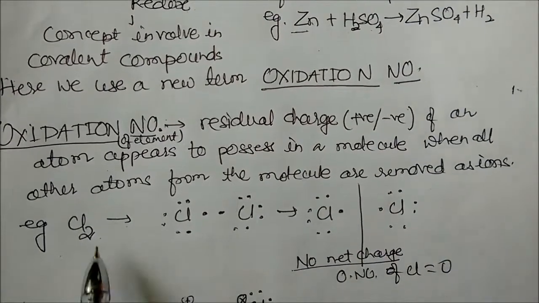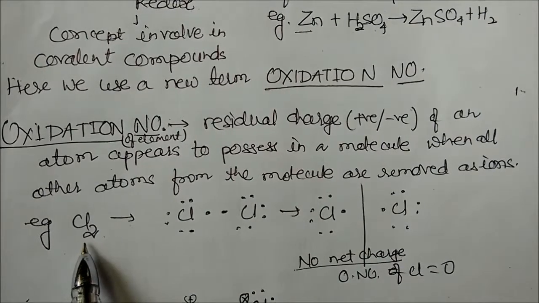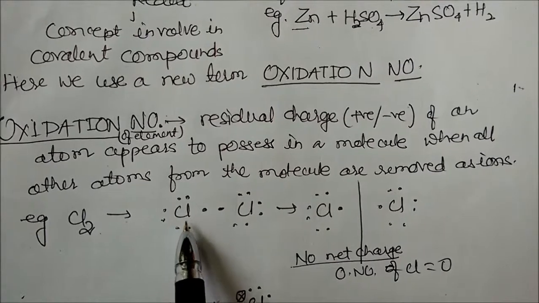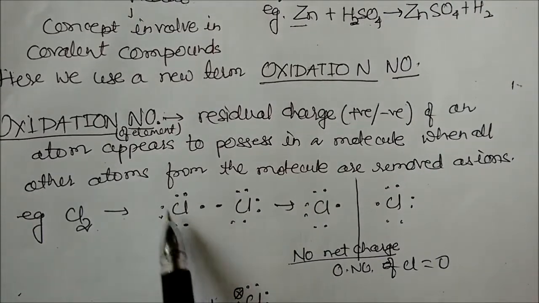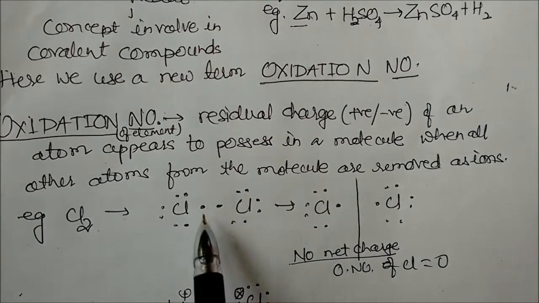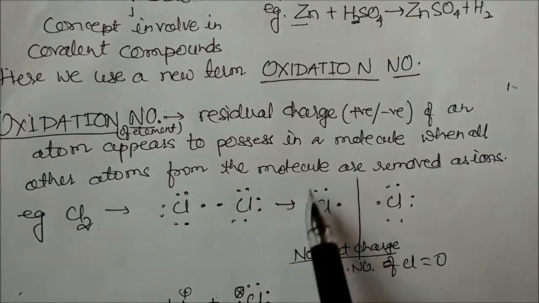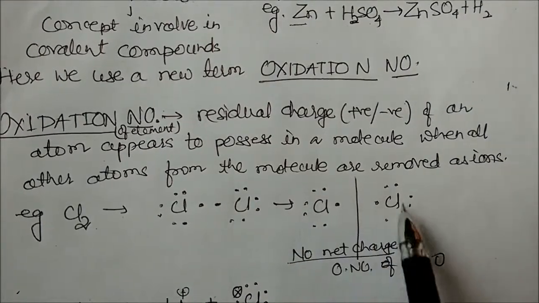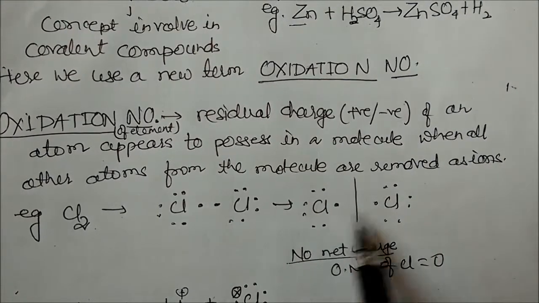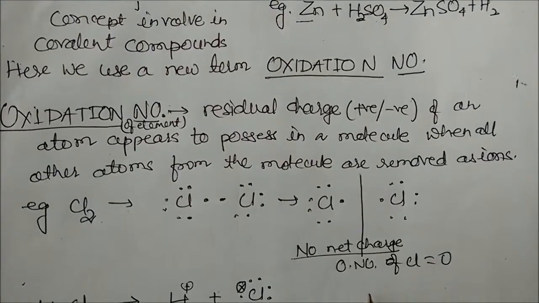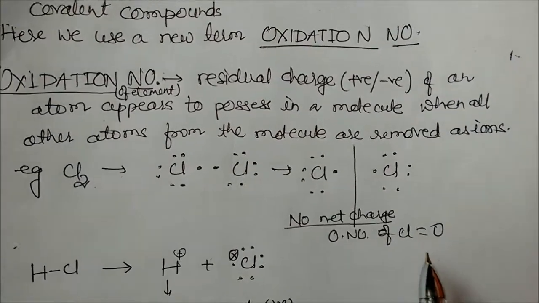Let us take one example: Cl2. Cl2 is formed by Cl, and this is the electronic configuration of Cl. This is the bond. If you break this bond and separate the molecule as neutral atoms, we will get Cl having 7 electrons. 7 electrons means there is no net charge, so the oxidation number of chlorine becomes 0.